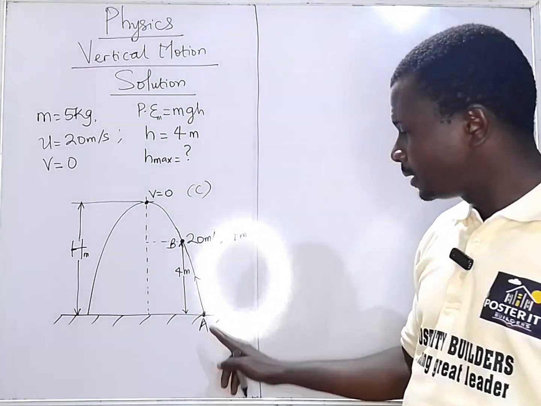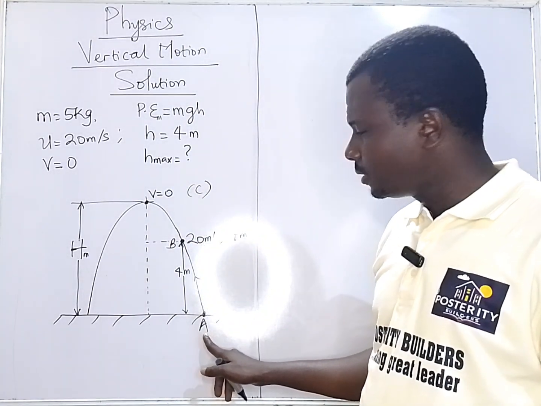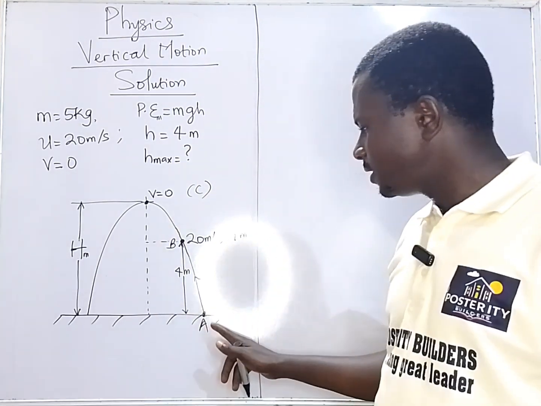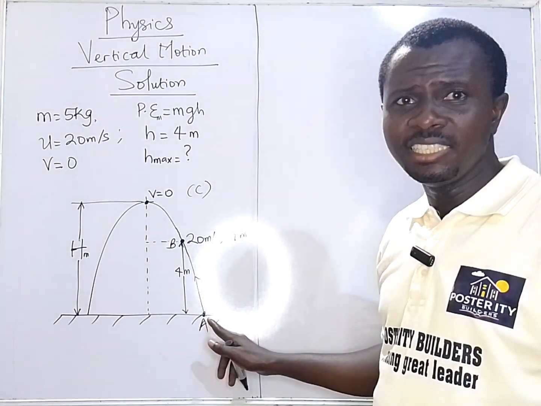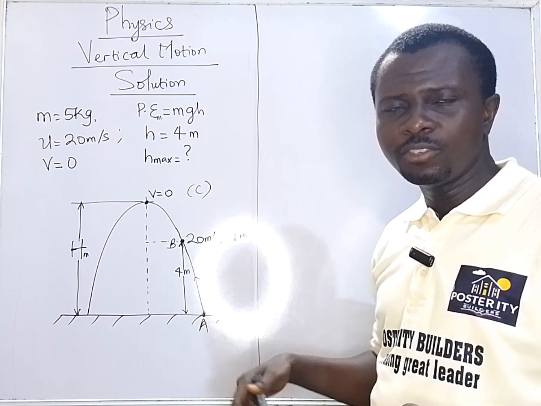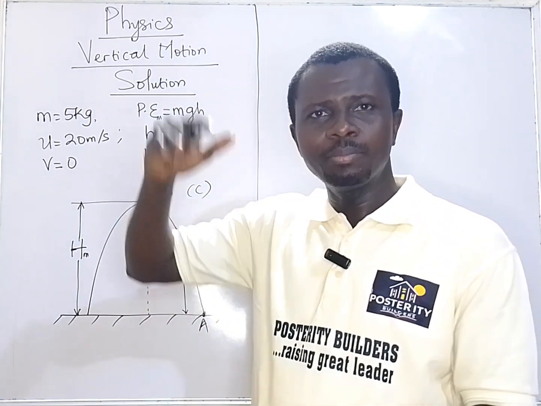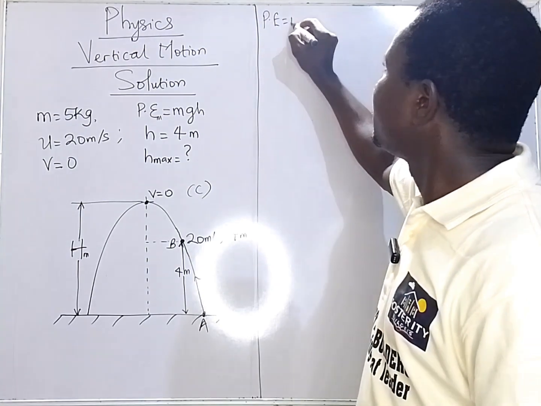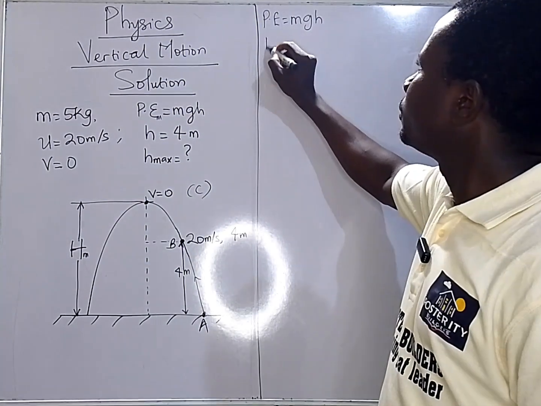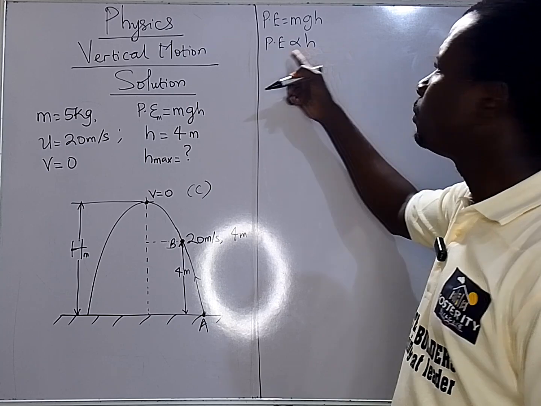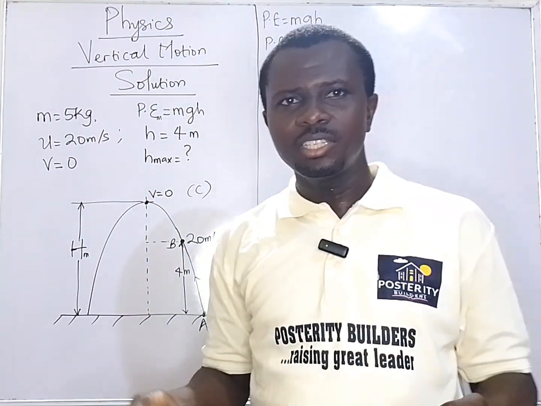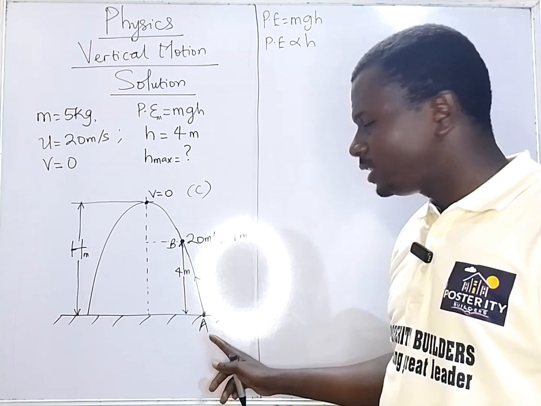It means that at point A, which is the starting point, the body has only kinetic energy. Why kinetic energy alone? Since it has not attained any height. For it to have potential energy, it must have attained a particular height, because the formula of potential energy is mgh. Potential energy is directly proportional to height. Both mass and acceleration due to gravity are constant. So at point A, there's no height.